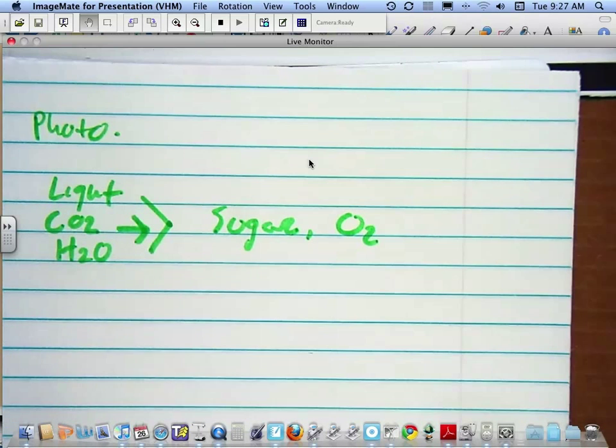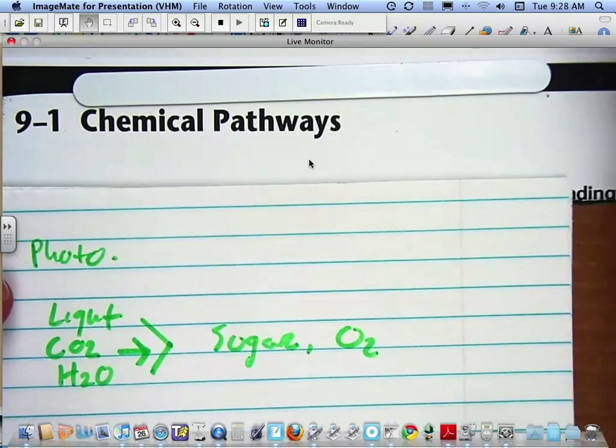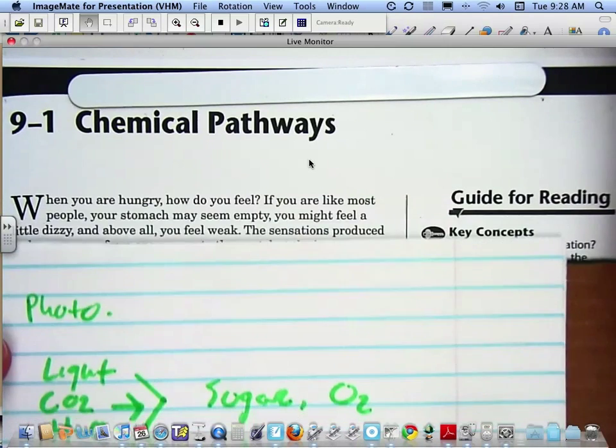That's plants making food, but almost all other species eat plants. All right? So how do sugar and oxygen become energy? That's what we're going to learn about. Okay, let's read together on 9.1, chemical pathways.